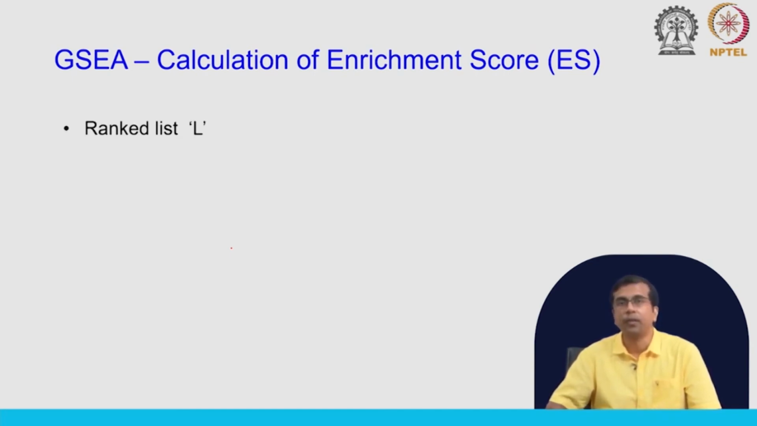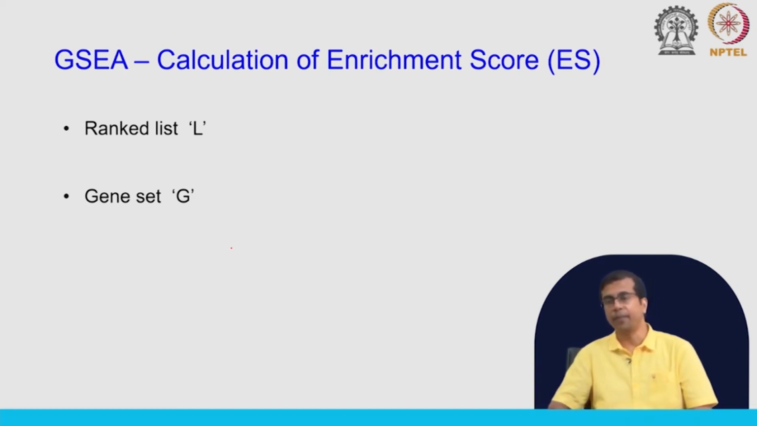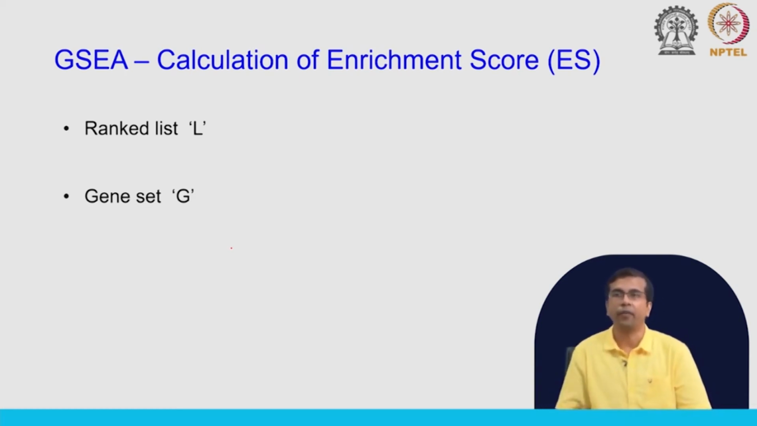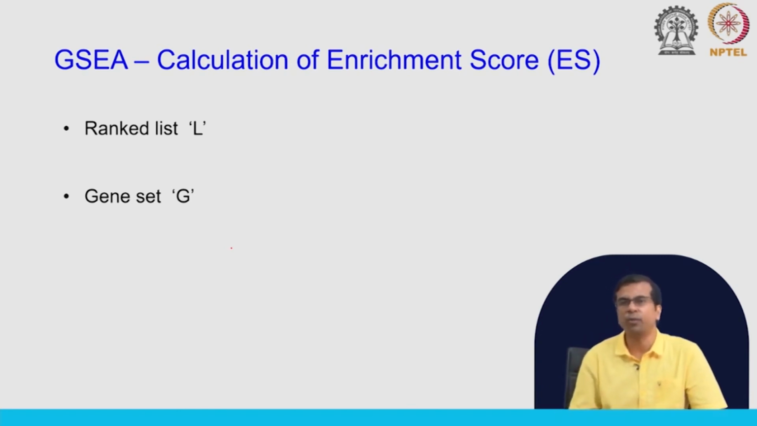Okay. So, what you will have here is a rank list L that has been provided by you. You are providing this rank list based on your experimental data. You have a gene set G that has been obtained from MSigDB. So, what this method will do now is test whether some of these gene sets are overrepresented in the rank list, whether these gene sets are overrepresented in the top part of the rank list or the bottom part of the rank list.